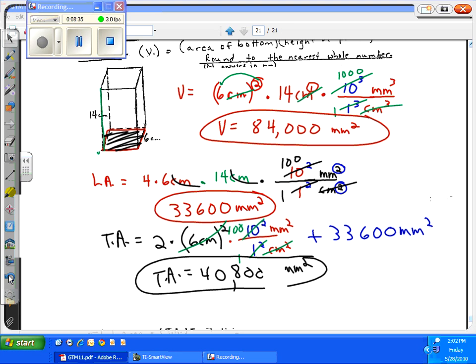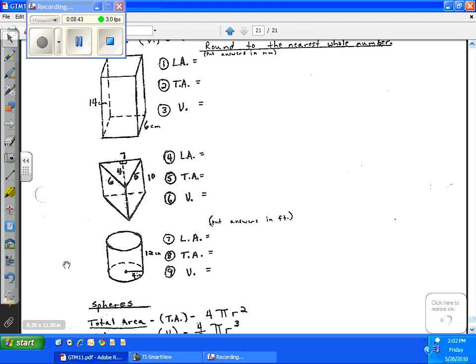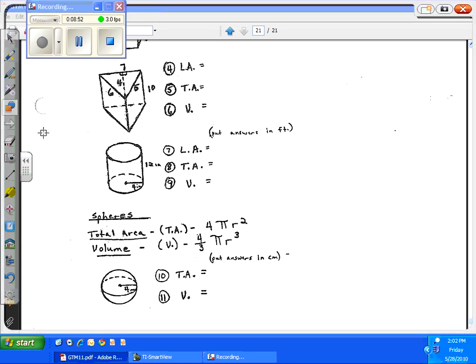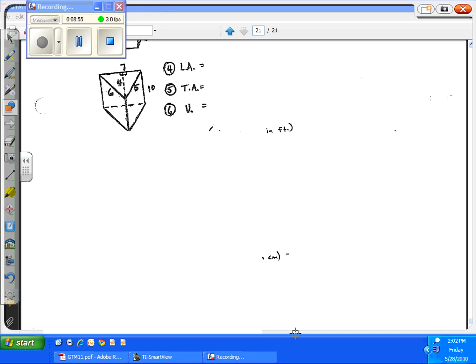Any questions on the first one, the square prism, total area, lateral area, total area, volume? Okay. The next one is an equilateral triangular prism. It said it wanted the answers. That's not it. There's no units here. So we want the lateral area, total area, volume.